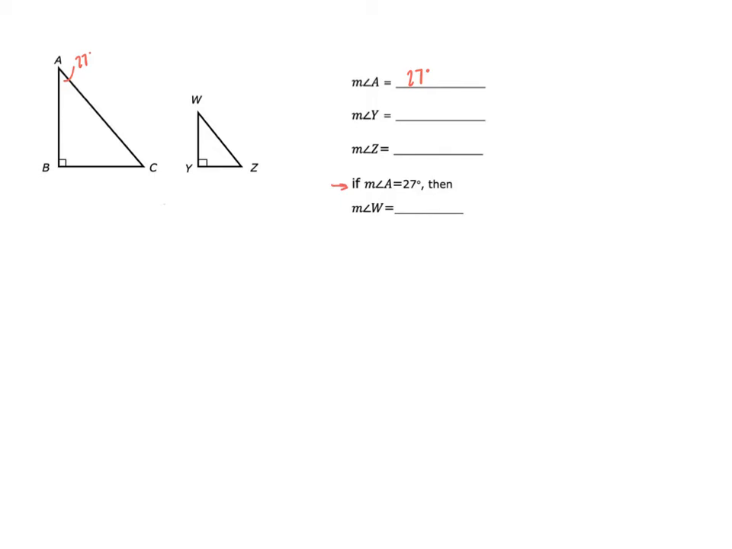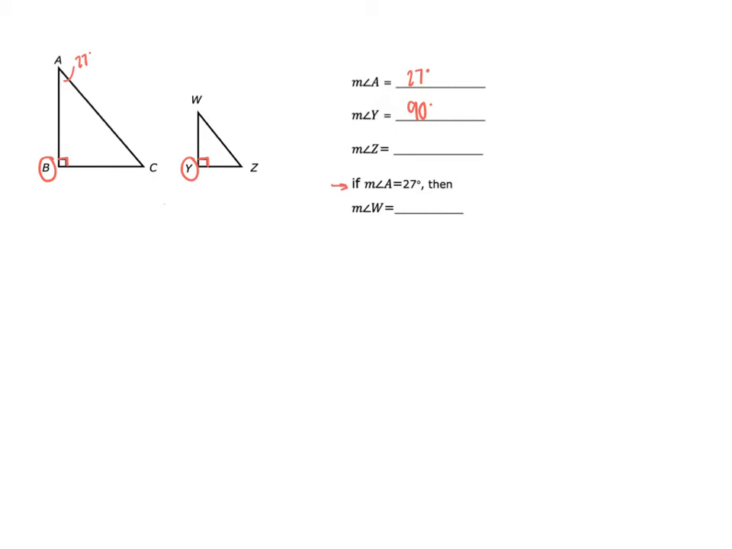So let's first find the measure of angle Y. If we think about these being similar triangles, then angle Y is in the same location as angle B, and both of these have this little symbol right here, which we know means that it's a right angle, and we know that all right angles are 90 degrees.